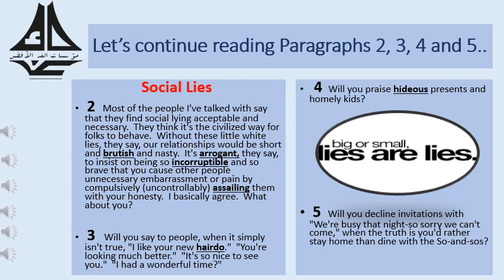In paragraph 2, the writer explains that the majority of the people she has talked to agree with social lies because they are needed in our everyday lives, otherwise our relationships would never last for long periods of time. Not only that, but people consider those lies as white ones. In addition, people believe that not lying and being so honest would cause others embarrassment, so the writer here agrees with this point of view.